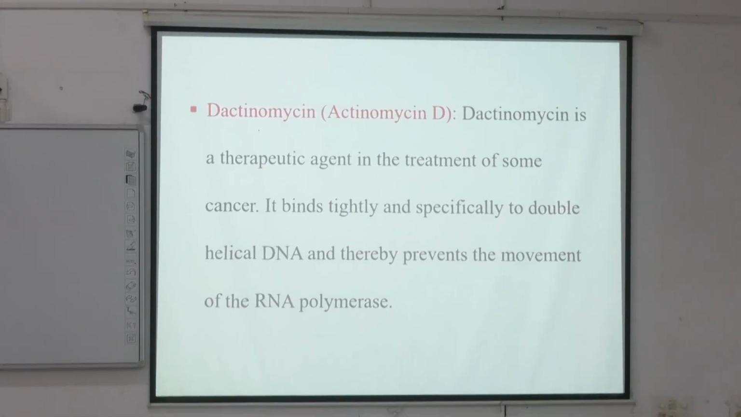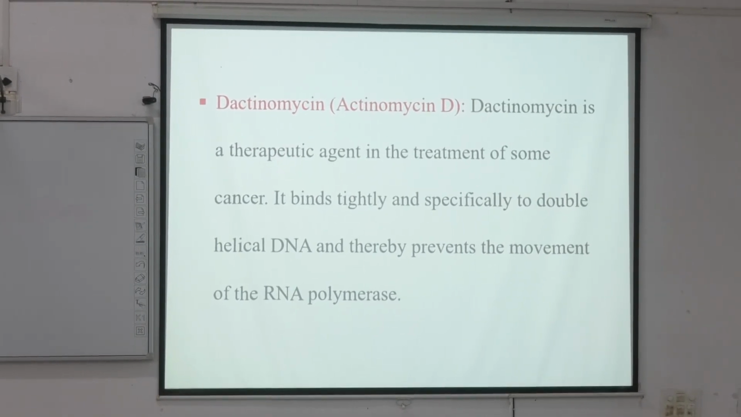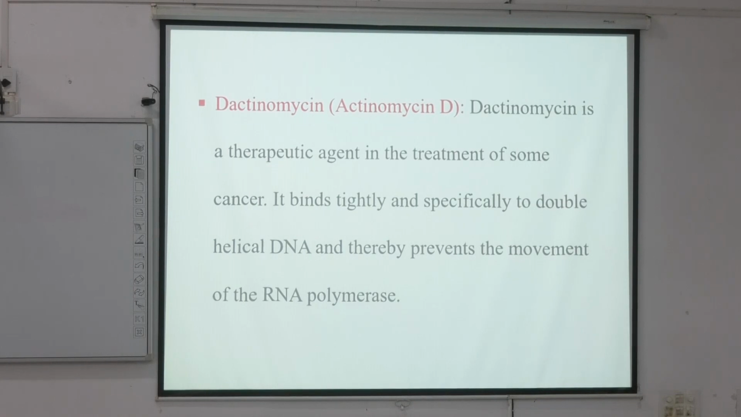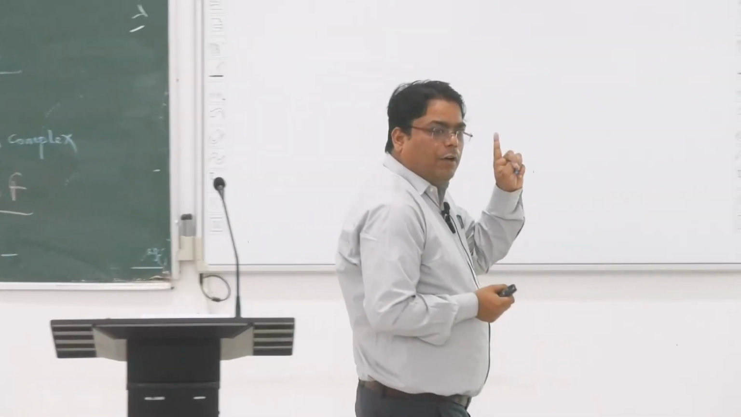So how many inhibitors of transcription? There are two inhibitors. First one is rifampin, second one is actinomycin. You will remember.